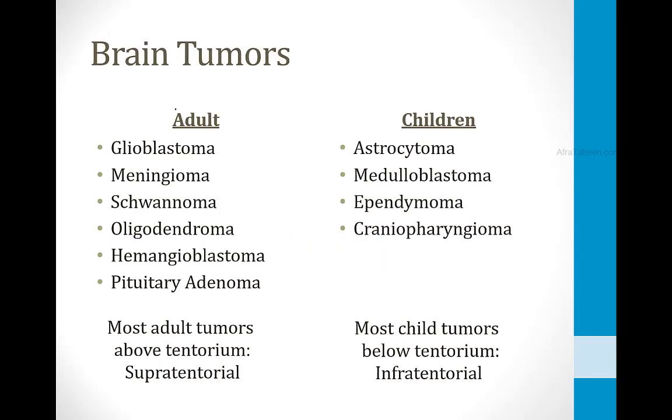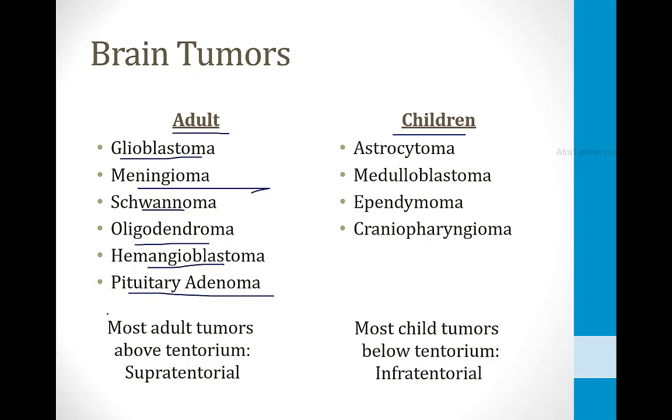So the easiest way to keep the brain tumors straight in your mind is to separate them into those that occur most commonly among adults and those that occur most commonly in children. Among adults, the most common brain tumor is a glioblastoma. Others that occur at a lower frequency are meningiomas, schwannomas, oligodendromas, hemangioblastomas, and pituitary adenomas.